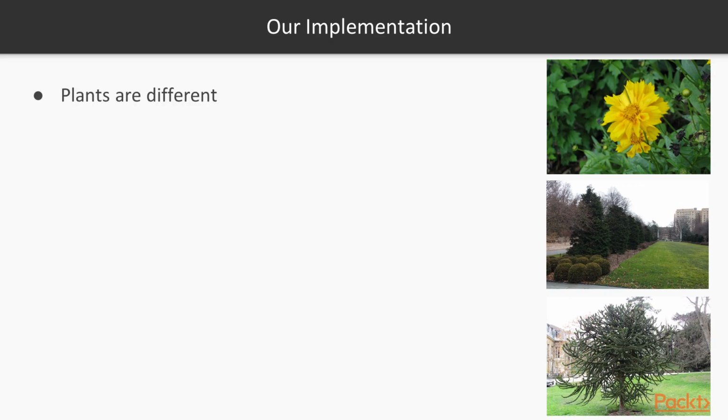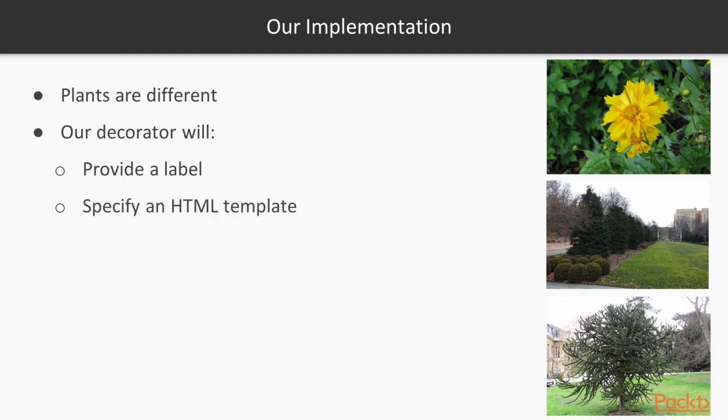So, we know that all plants are different. We see some shrubs here, some trees that are evergreen, maybe a tree that's deciduous. We see a coreopsis, which is a flower, which is going to be a herbaceous plant, and then something called a monkey puzzle, which is a very interesting tree as well. So we know that all plants are different. We know that our decorator is going to provide a human-readable label, some kind of HTML template, and a way to process the form data that a human enters onto a web form.